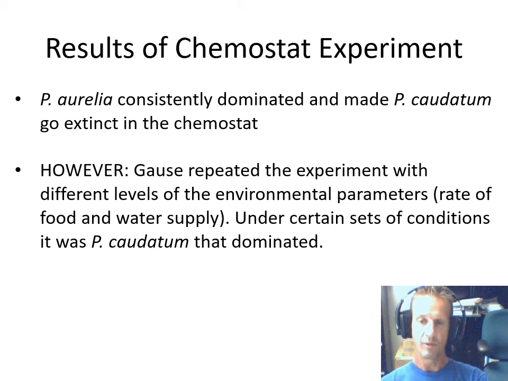What happened though, if Gause changed the parameters a little bit, changed the rate of inflow of food, and other things that he could tweak with the mesocosms, with the chemostats, he would find that sometimes under a different set of conditions, Paramecium caudatum would be the one that dominated, but it all depended on what the conditions were. Under a given set of conditions, one or the other species of Paramecium always dominated, but which species dominated depended on how he tweaked the settings on the chemostat.